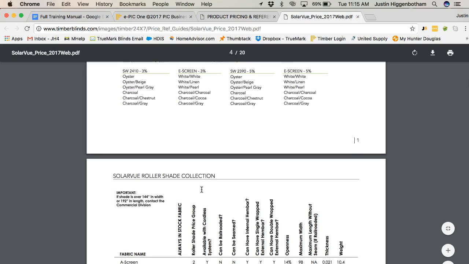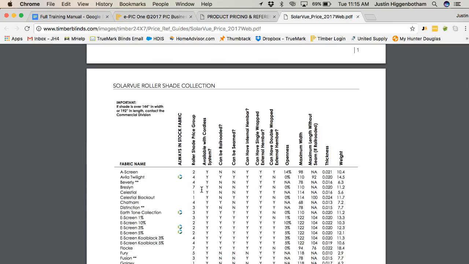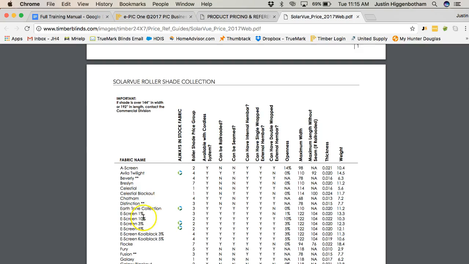If I have you give Timber a call and ask if they have Beverly in stock, or one of the other ones that doesn't have this label by it, I'm asking you to do that because sometimes it might be a couple week wait and that customer is not able to wait that long for that product. That's the reason for doing that. Or if I ask you, is this an always in stock product, because I'm not sure, you can go in here and say, yep, it's always in stock, so we don't have to worry about that.